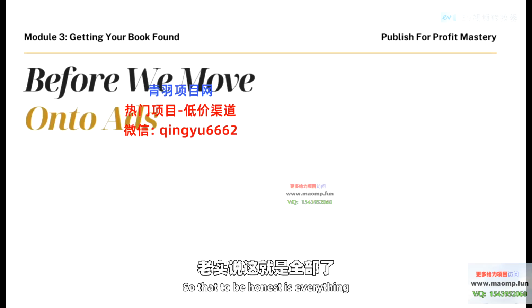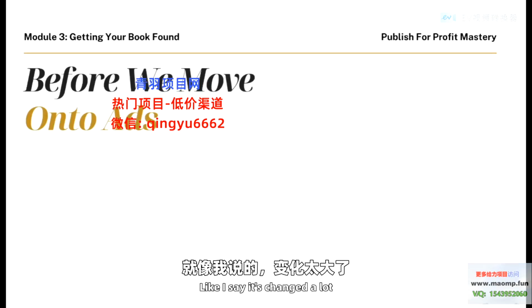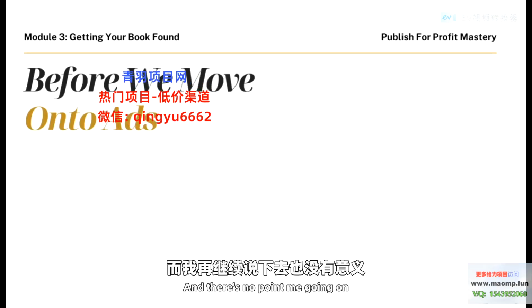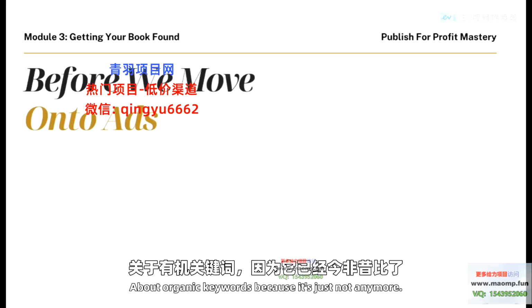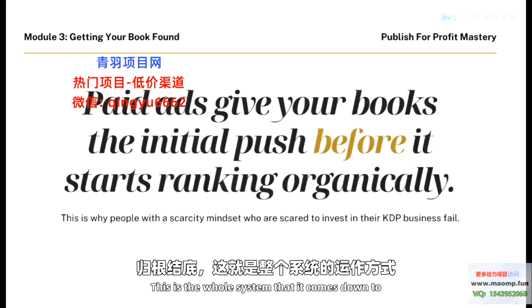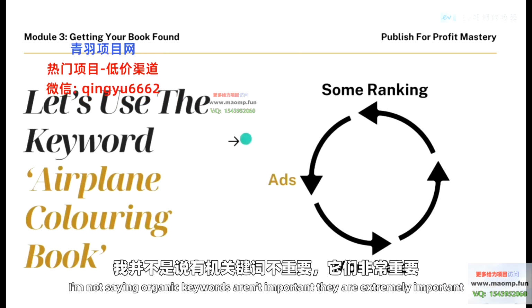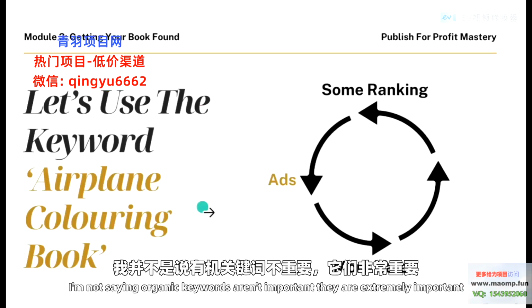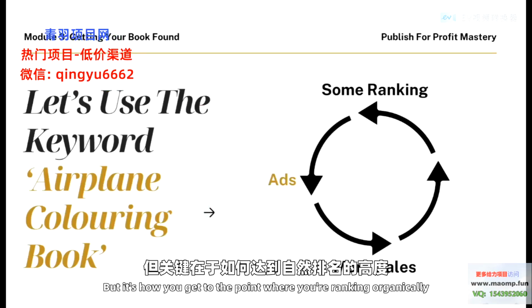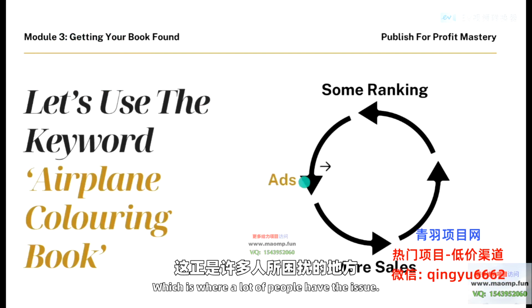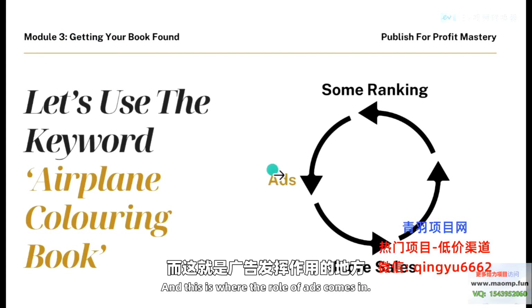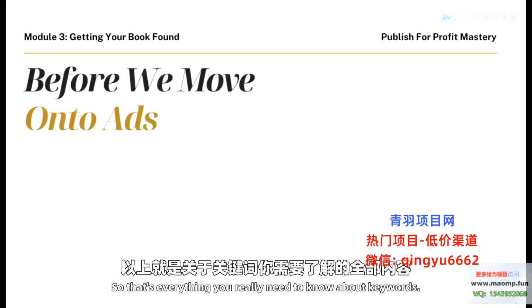So that, to be honest, is everything you actually need to know about keyword ads. Like I say, it's changed a lot in the last few years and there's no point in me going on and lying to you saying, oh, it's all about organic keywords, because it's just not anymore. This is the whole system that it comes down to: ranking well organically for your keywords. I'm not saying organic keywords aren't important. They are extremely important, but it's how you get to the point where you're ranking organically, which is where a lot of people have the issue. And this is where the role of ads comes in. So that's everything you really need to know about keywords.